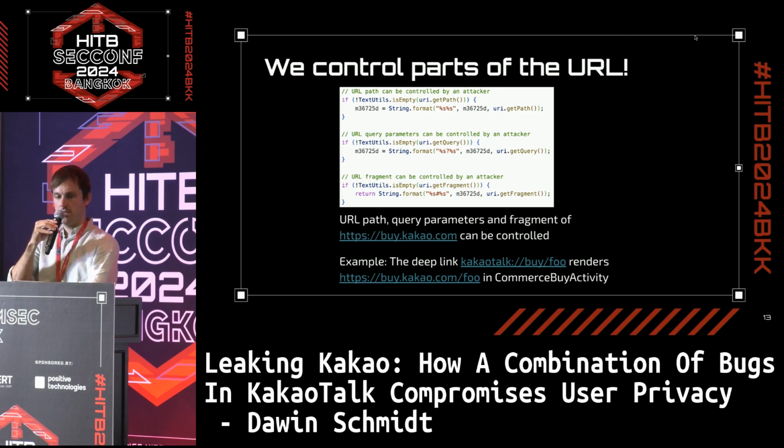But then what they do is concatenate two strings together. They take buy.kakao.com and concatenate it with the path, the query parameters, and the fragment of the URL. That's what we as an attacker can control. To give you an example, at the bottom of the page, if you would click this link, KakaoTalk//buy-foo, this would render buy.kakao.com/foo in the web view. That's cool because we control parts of the URL, but not all of it. The goal for me was now to run my own arbitrary JavaScript in the web view in order to steal this token.